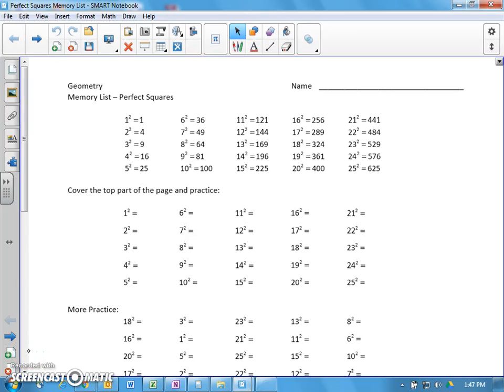To Unit 8. This is Special Right Triangles and Trigonometry. Open your book to page 5. I want you to take a look at this. At the top, you've got a memory list of perfect squares. Spend some time looking over these.